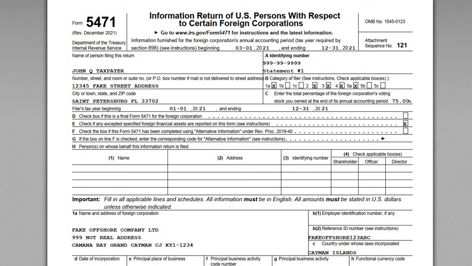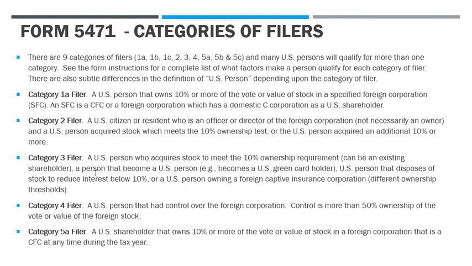If we go back to the slide here, when we talk about Cat 3 filers, who qualifies? It's a U.S. person who acquires stock to meet the 10% ownership requirement. So this is John. Or it's a U.S. person or a shareholder that becomes a U.S. person during the year, right? So if you have a non-resident shareholder and let's say they move to the U.S., they get a green card, they become a U.S. person, that's a Cat 3 filer.